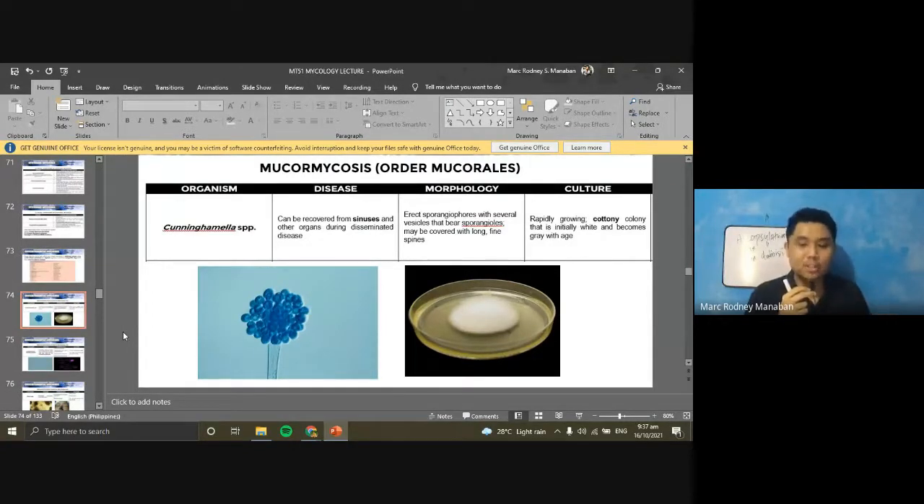Morphology: sporangiophores and sporangia. For example, this is a sporangiophore, and these are the sporangia. And the colony is cottony, as you can see, like cotton, fluffy. That's for Cunninghamella species. So take note, sporangia, inside are the sporangiospores. So sporangia have many circular structures.